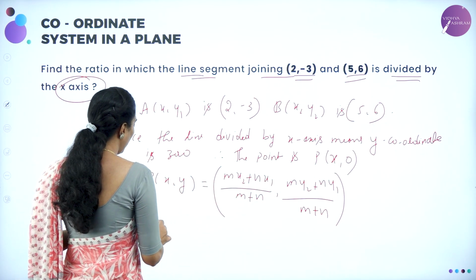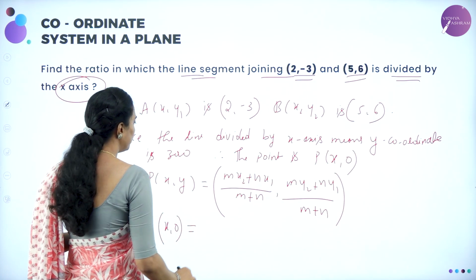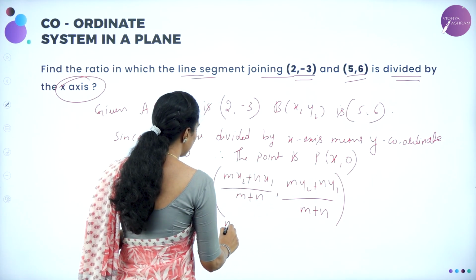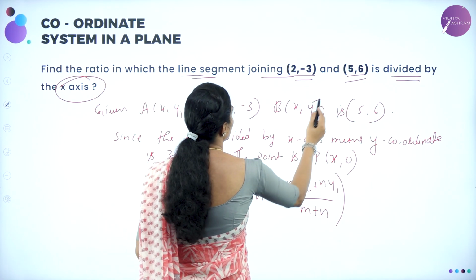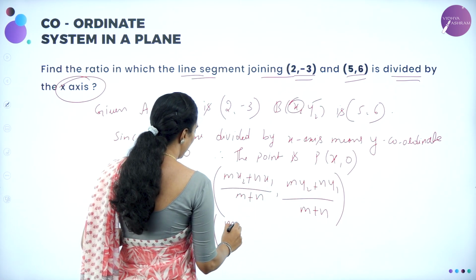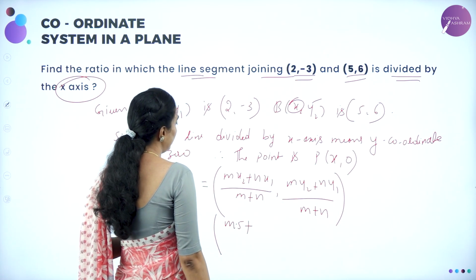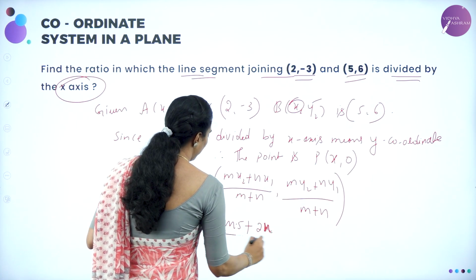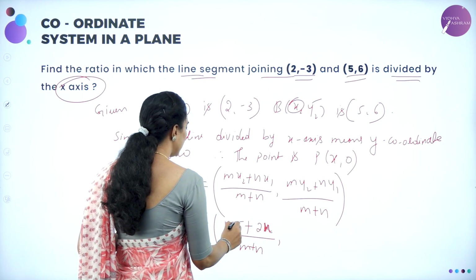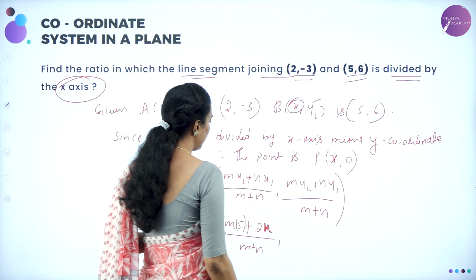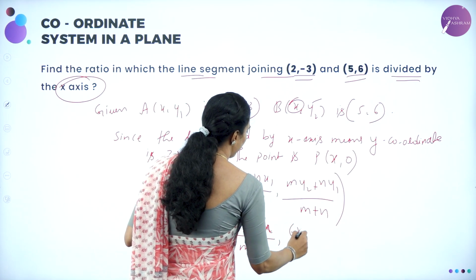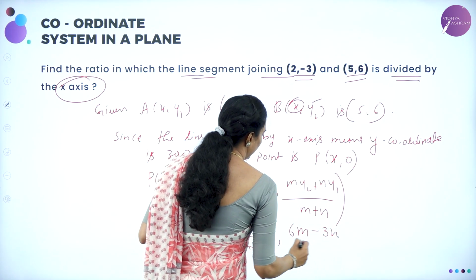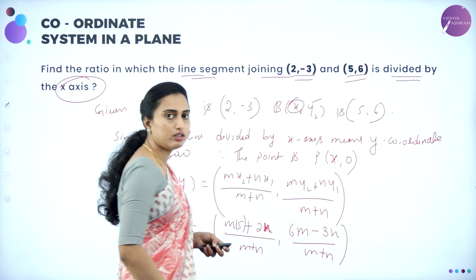Therefore, equating, I am going to write it here: x comma 0 will be equal to mx2, that is m into 5, plus nx1, that is n into 2, divided by m plus n, comma, my2, where y2 is 6, so m into 6, plus ny1, where y1 is minus 3, so plus n into minus 3 is minus 3n, divided by m plus n. So equate the y coordinate to 0 and you are going to get the ratio.